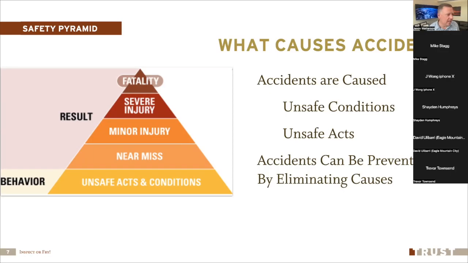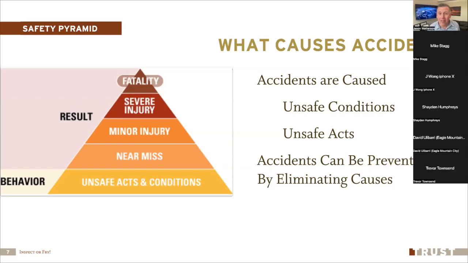You see on here, this is one of the long time graphics that we have used in the safety world. And really what it says is for every fatality, there's an increasing number of severe injuries and even more minor injuries, a whole bunch of near misses, and a crazy amount of unsafe acts or conditions. Just because there's an unsafe act or an unsafe condition doesn't mean there's going to be a fatality. And in most cases, that doesn't happen.